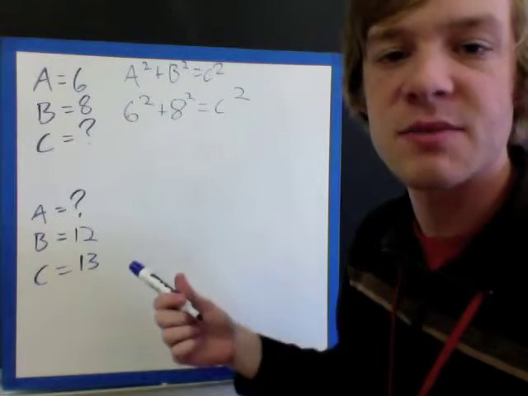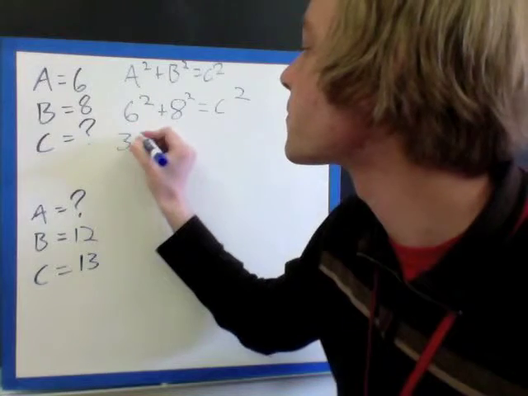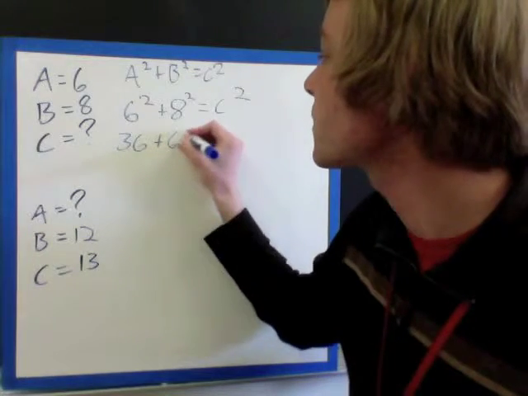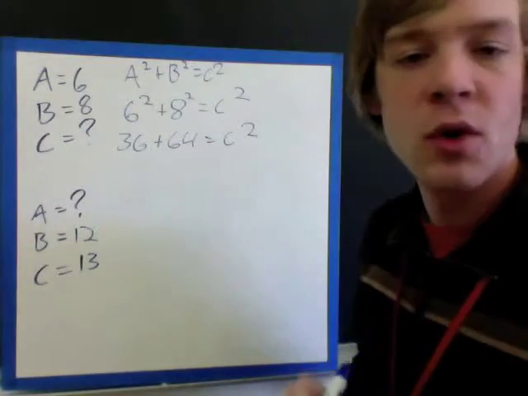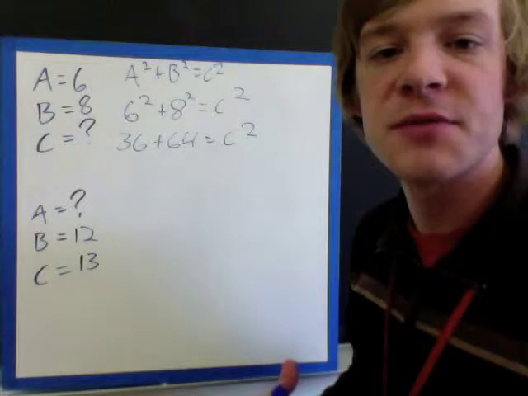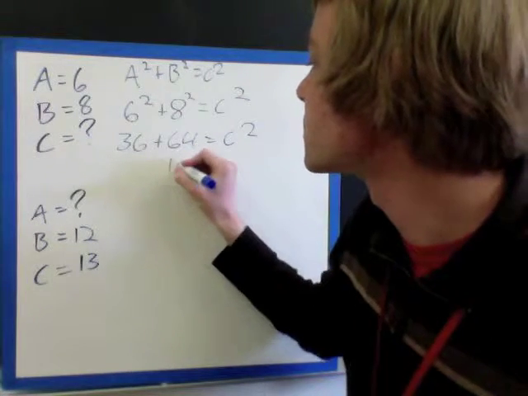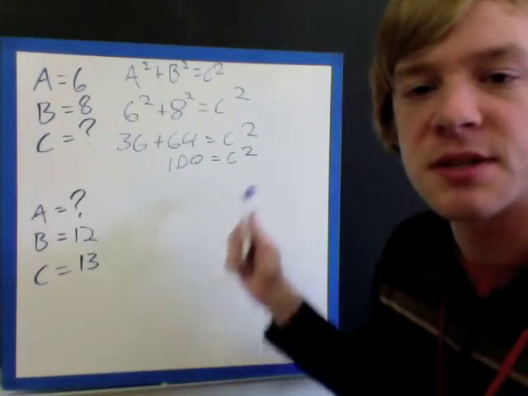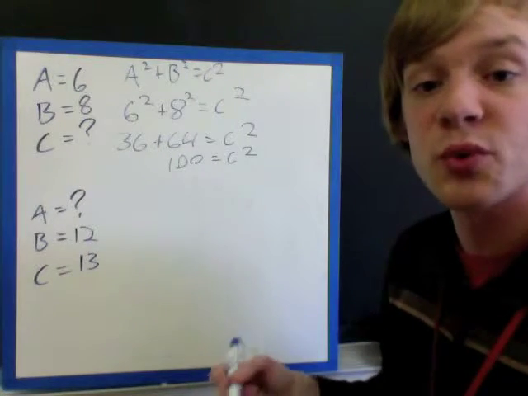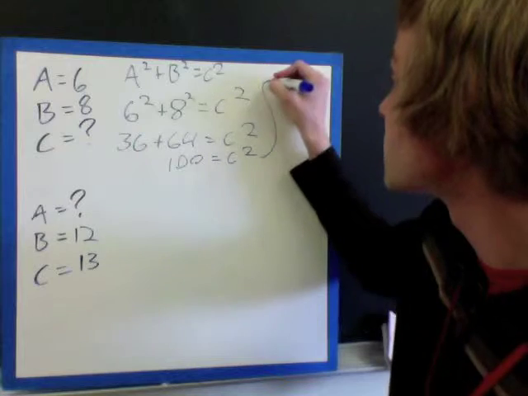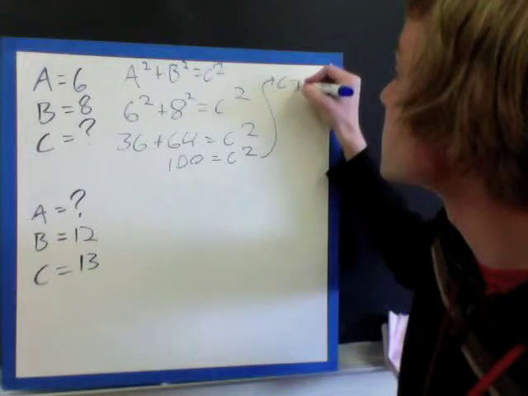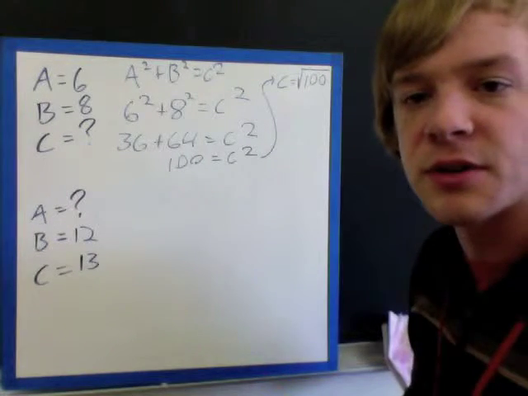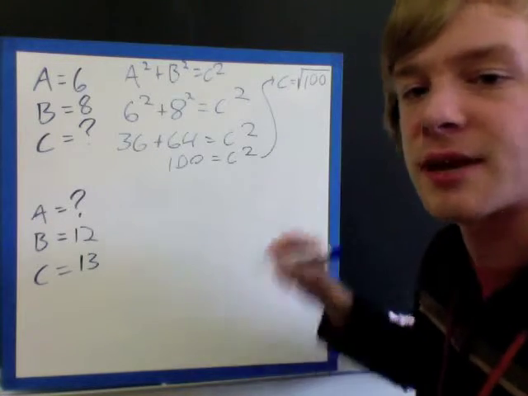So 6 squared, that's 6 times 6 is 36. And 8 squared, 8 times 8 is 64. Well, if I add 36 plus 64, that should give me 100. Now, in order to figure out what c is, because this is c squared, I have to take the square root of 100. And we can use our calculators for that, and you should end up with c equals 10.